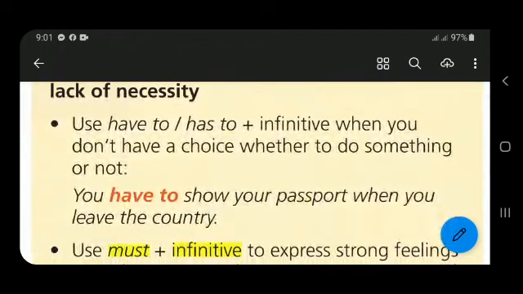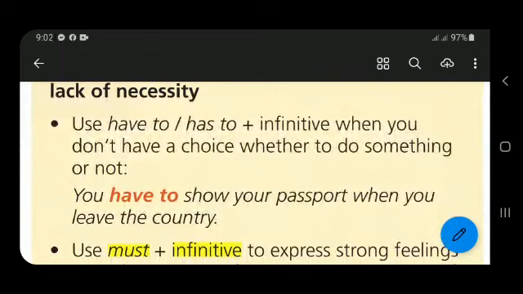Of course, we use have to with the pronouns I, you, we, and they. I say you have to show your passport. We have to show our passports. Or they have to show their passports. I have to do all my work, for example. Okay? So have to is used with we, I, they, and you.